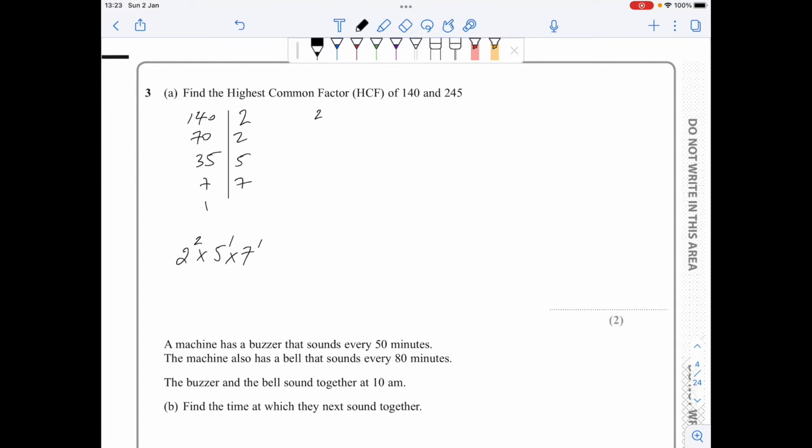And then repeat for 245, divide by 5, you get a 49, divide by 7, 7, and then 7 again leaves a quotient of 1. So 245 can be written as 5 to the power of 1 times 7 squared. So the highest common factor is equal to the product of all common prime factors to their lowest powers. So I've got a 5 to the power of 1 times 7 to the 1, and this will give me 35.